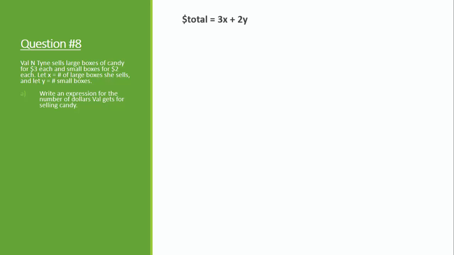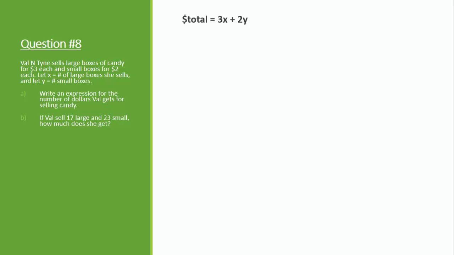And that expression is going to equal this. See, for every large box, and the large box is represented by the value of x, she gets $3. So $3 for every x is 3x. And $2 for every y is 2y. And the amount of money she makes is the amount she makes from selling the larges plus the amount she makes from selling the smalls. And so the total money she makes is 3x plus 2y.